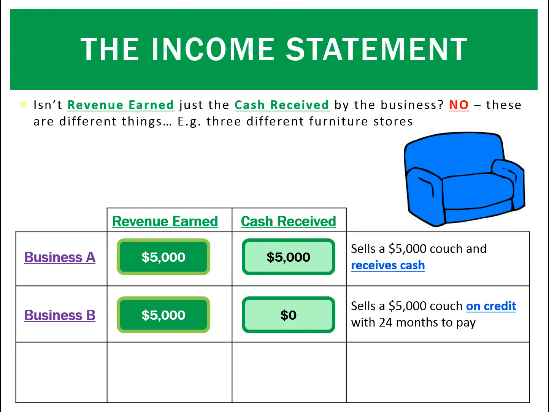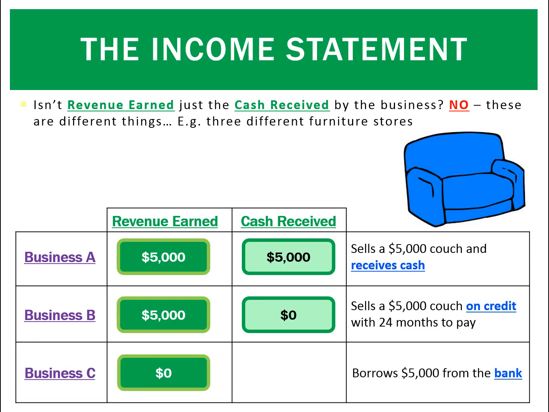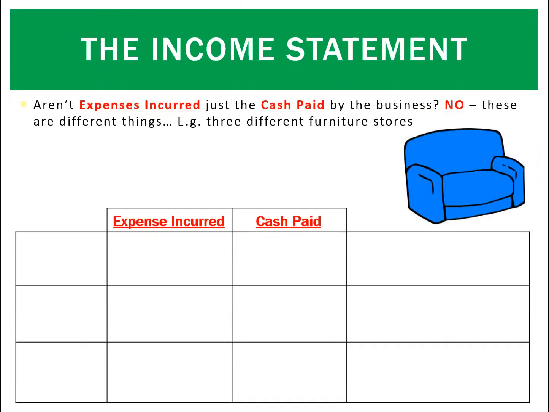Which business would I rather be? I'd rather be business A. They've not only earned the revenue but they've got the money. What if I'm business C? They go and borrow $5,000 from the bank today. Is that a revenue? It's not. Is that cash received? It is. So now we've got another difference. Just because I get money doesn't mean it's revenue. I've got $5,000 but it's from the bank. That's not a revenue. So clearly we need a little bit more of an understanding.